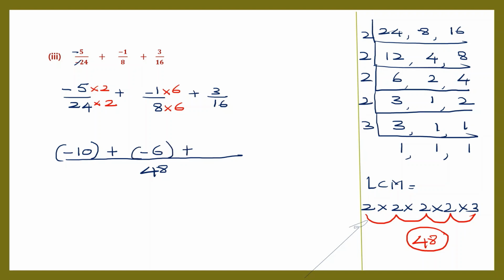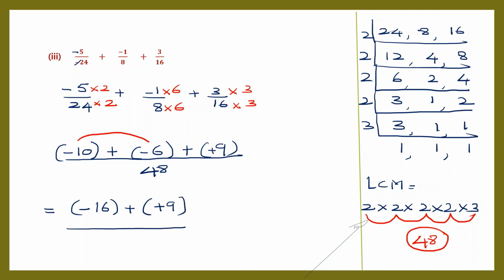Then we'll go to the last one. 16 into 3. 16 3s are 48. So let's multiply 3 also by 3. 3 3s are 9, and let's give it a plus sign. Plus 9. Now here again, let's take the numbers which have the same sign, that is minus 10 and minus 6. So when signs are the same, we put the same sign and we add. 10 plus 6 is 16. So here we've got minus 16 plus 9, and our denominator is 48.